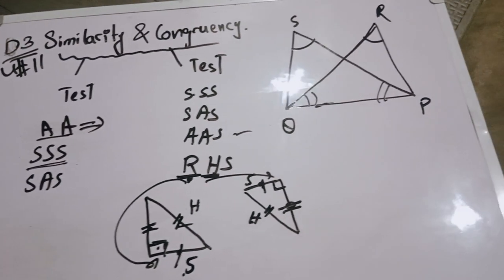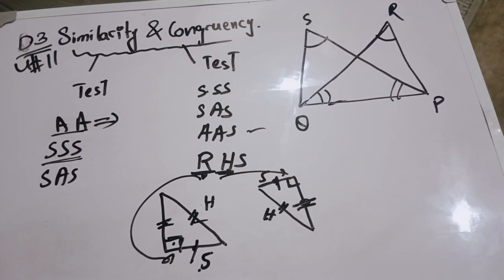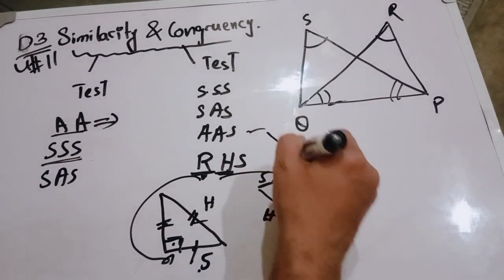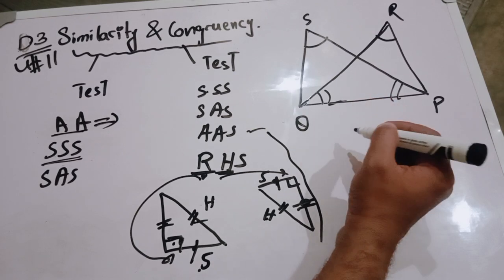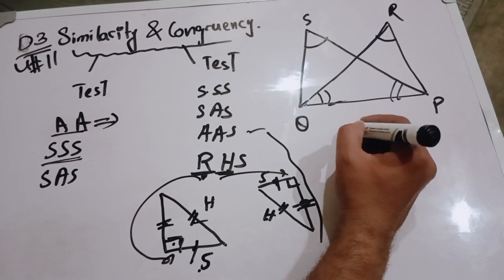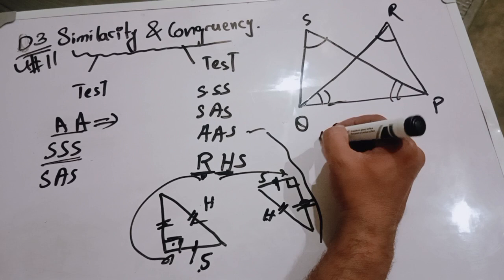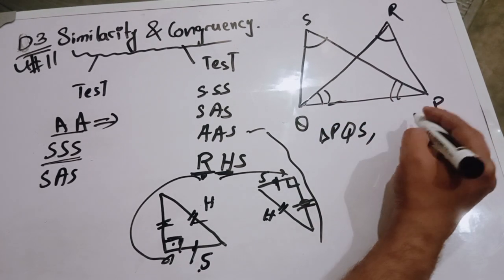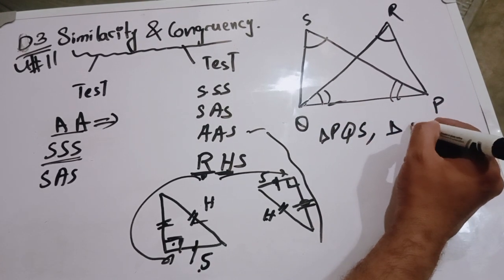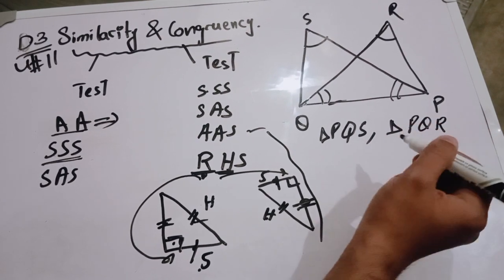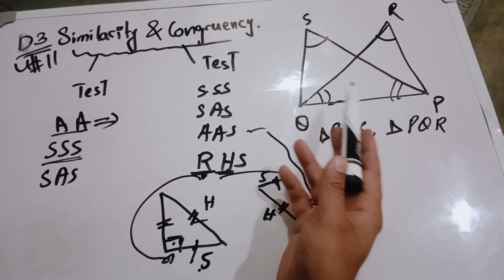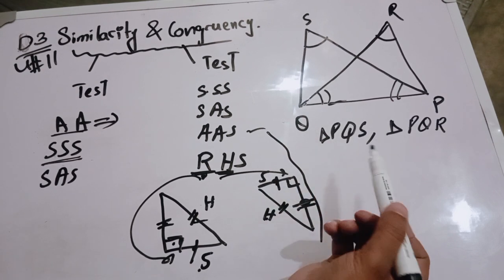So by keeping these tests in mind, I'll just take an example for the figure, whether the given figure is similar or not. In this shape I'm going to consider two triangles. The first triangle is PQS and the second triangle is PQR. I need to prove whether the given pair of triangles are similar or not.